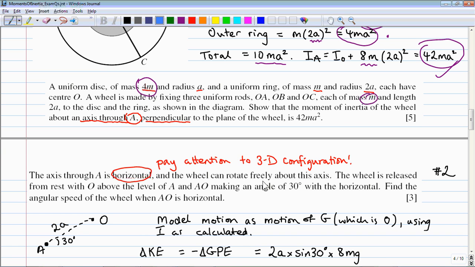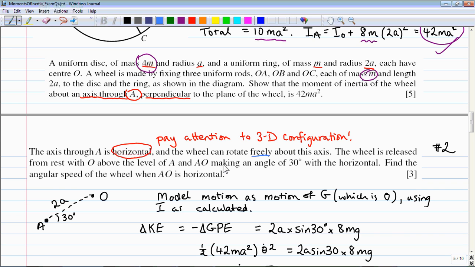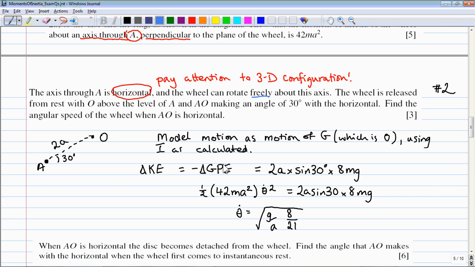The wheel rotates freely about the axis. That means that there is no friction to worry about there. The wheel is released from rest with O above the level of A and AO making an angle of 30 degrees with the horizontal. So I've drawn that here. I hope you can see that diagram. The distance from A to O is 2a. The angle that OA makes with the horizontal is 30 degrees. So this is actually pretty simple if you know what to do.